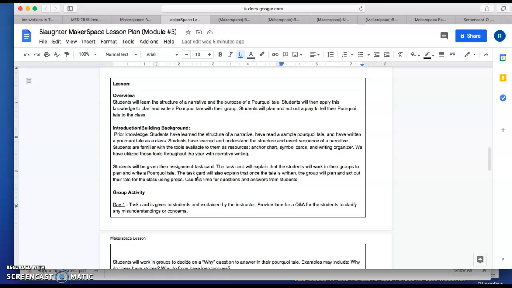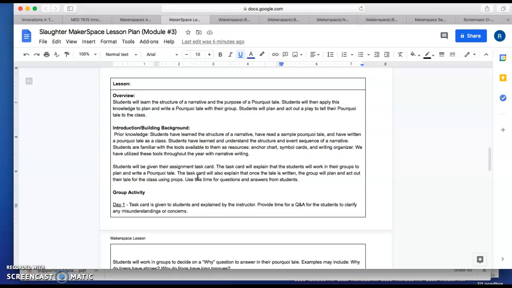Just a lesson overview: students will learn the structure of a narrative and the purpose of a pourquoi tale. Students will then apply this knowledge to plan and write a pourquoi tale with their group. Students will plan and act out a play to tell their pourquoi tale to the class.